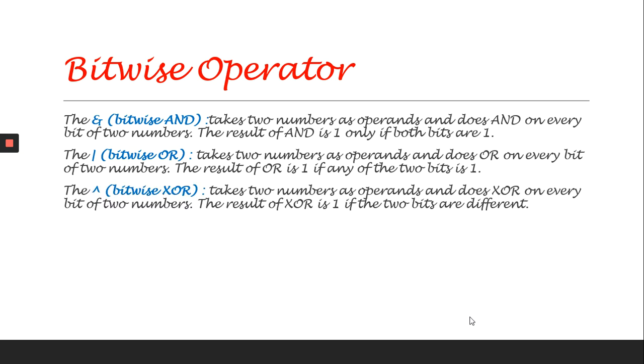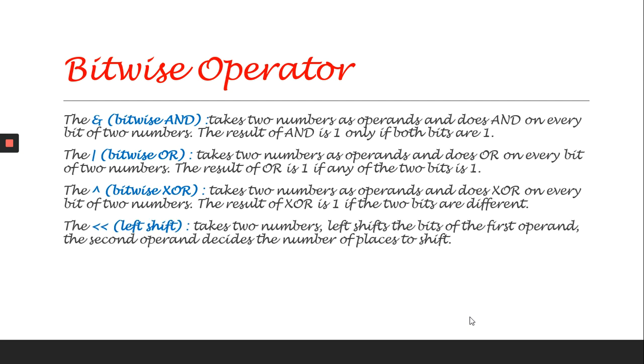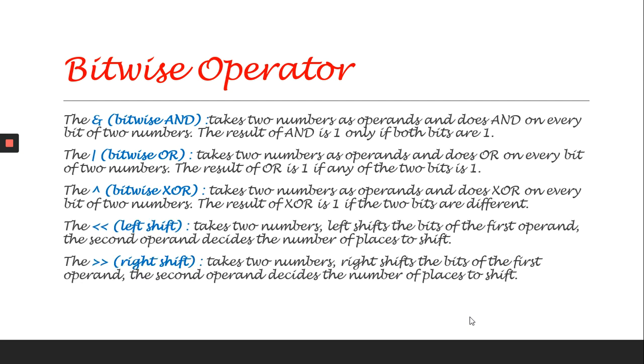Then we have bitwise XOR. Here the result of XOR is 1 if the two bits are different. Then we have left shift as well as right shift. In the right shift, the bits of the first operand are shifted based on the second operand. Okay, so these are not generally used because the manipulation is happening at the bit level.